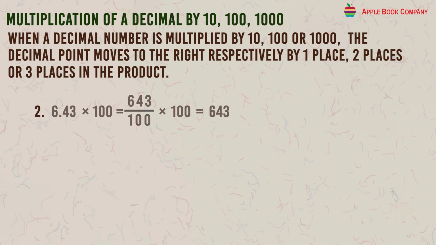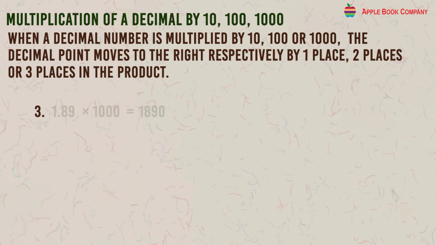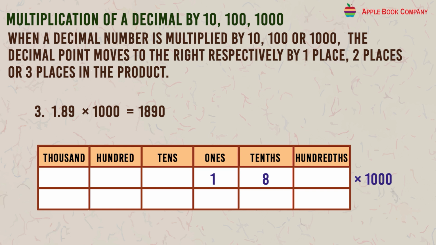Second problem, 6.43 into 100 can be written as 643 by 100 into 100, which is equal to 643. That is 6 ones, 4 tenths, 3 hundredths into 100 is equal to 6 hundreds, 4 tens, 3 ones. Third problem, 1.89 into 1000 is equal to 1890. That is 1 one, 8 tenths, 9 hundredths is equal to 1890 tenths.